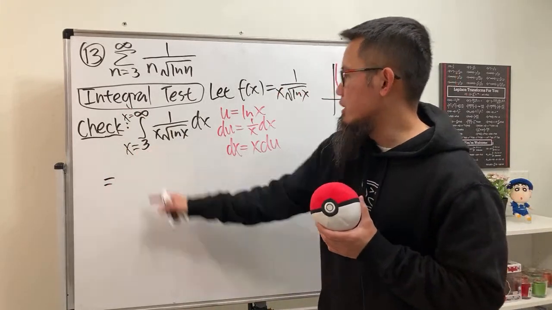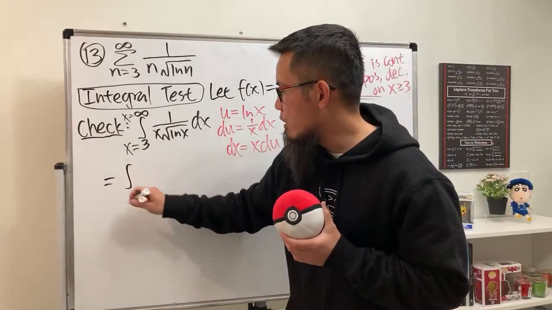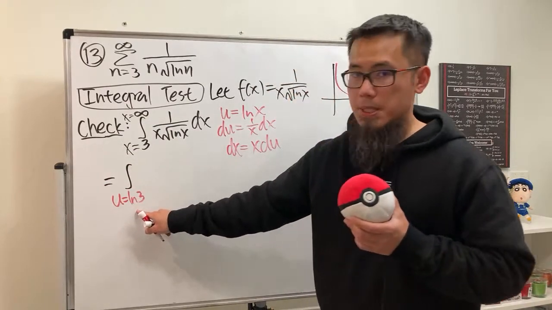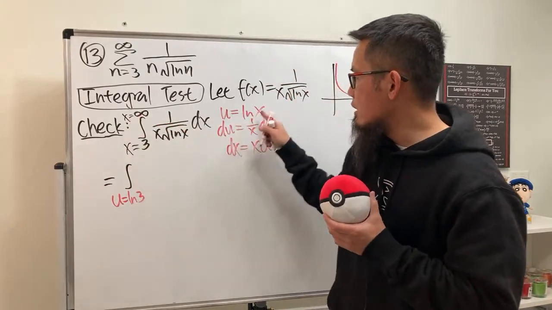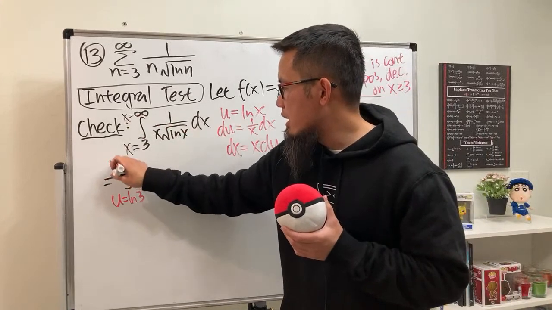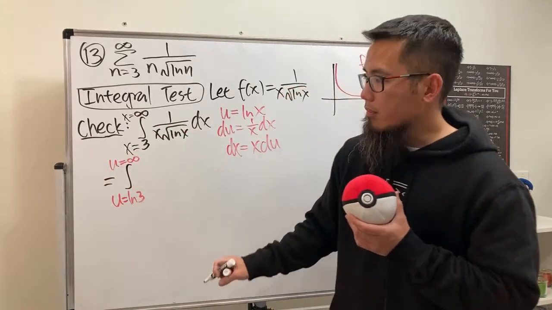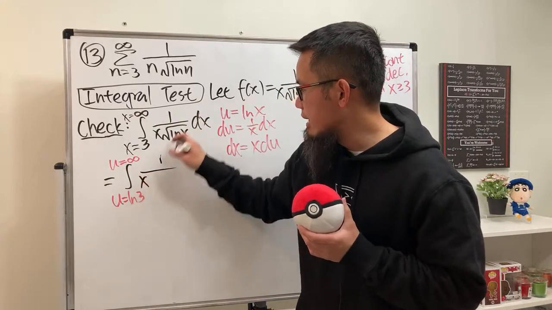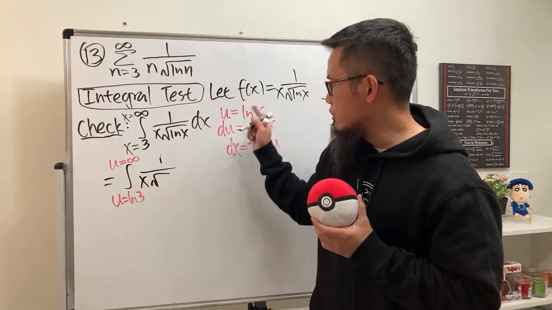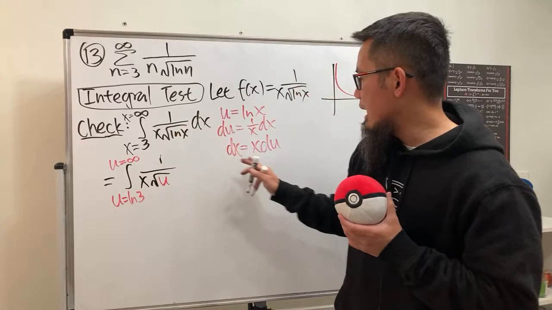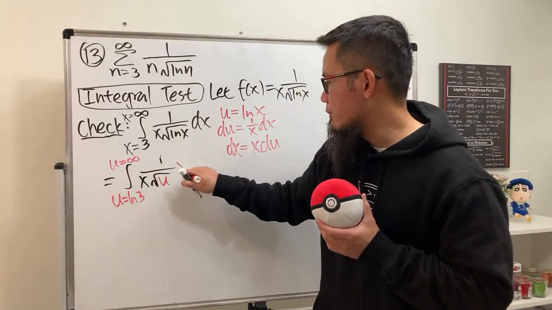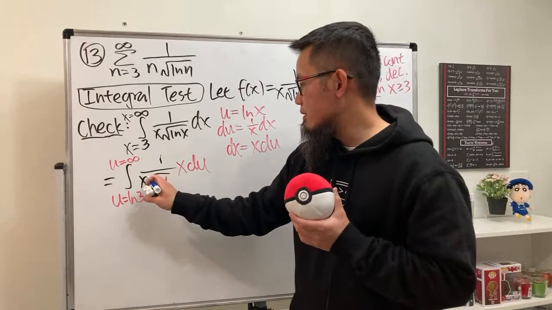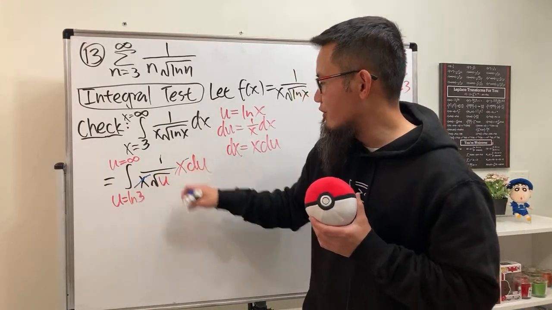When x is 3, we have u going from ln 3. And when x is infinity, u will be infinity. And then we see this is 1 over x, and then we have the square root of u, and then we have x du. If you do this, you can see the cancellation very nicely.